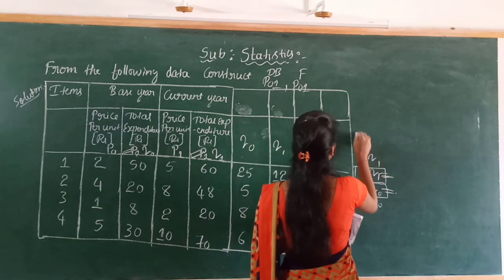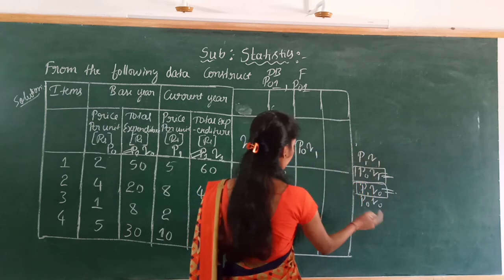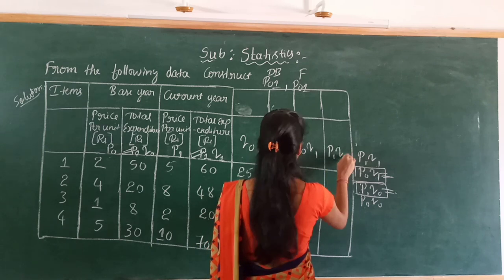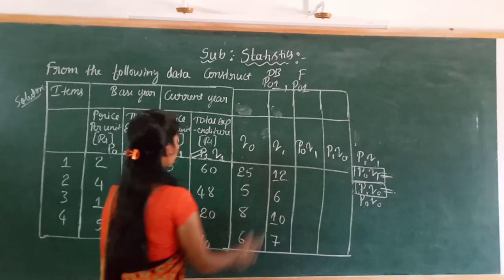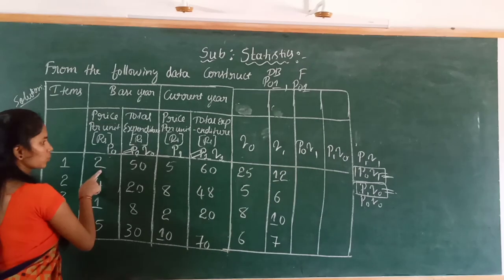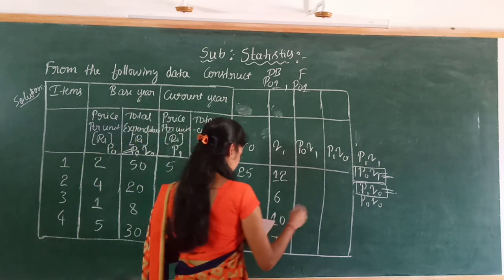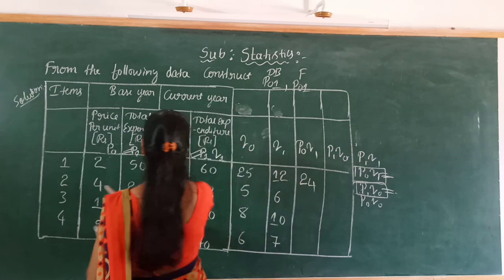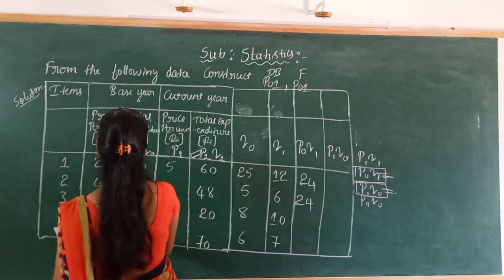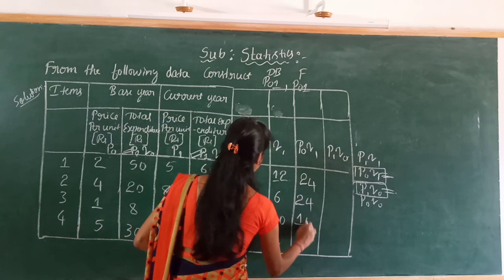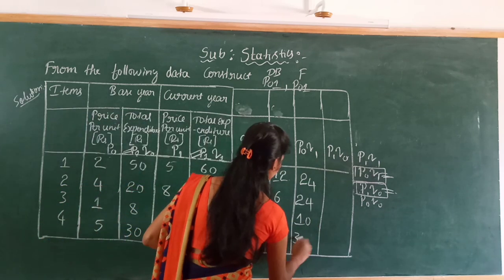So you have to calculate P0, Q1, and the other column is P1, Q0. First, P0, Q1. Here the P0 value is 2, and the Q1 value is 12. So 2 into 12, that is 24. Next is 4 into 6, that is 24. Then 10 into 1, that is 10. Next one is 7 into 5, that is 35.